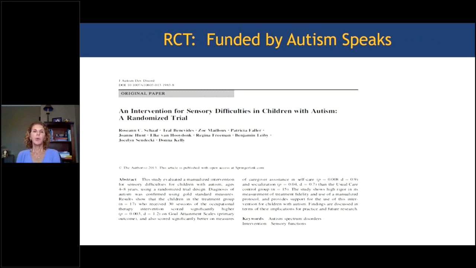Then we conducted a randomized controlled trial, a pilot study really, funded by the Autism Speaks Foundation, which is published in the Journal of Autism and Developmental Disorders. And this study actually had a big impact on the field because it was the thing that tilted this intervention, the tipping point, where this intervention then became accepted as an evidence-based intervention.